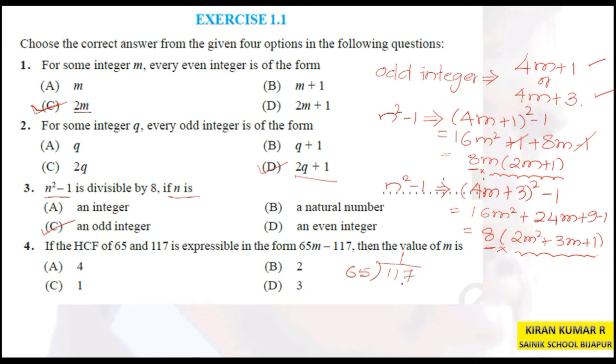65 one time is 65. On subtraction, we get 52. Now I need to divide 65. One time is 52 and 13 remains. Now I need to divide 52. 4 times is 52. Remainder is 0. So the divisor when the remainder is 0 is 13. Therefore, the highest common factor is 13.